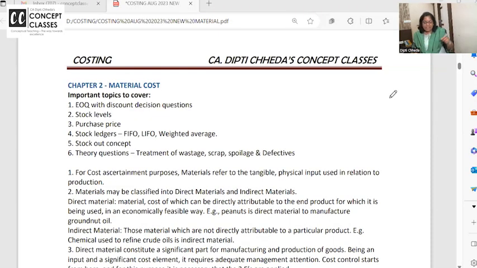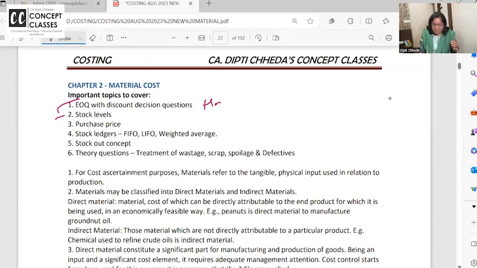So let us first check what are the topics we should know in material chapter. We should know EOQ related problems with discount policy. Generally, EOQ is the economic order quantity which you should buy. I'll go into the detail. But sometimes if they give you good discount, even if your ordering or carrying cost is more, you may accept it. So these kind of questions are asked. Then stock level related questions are asked, wherein they will ask you to calculate different levels of stock.